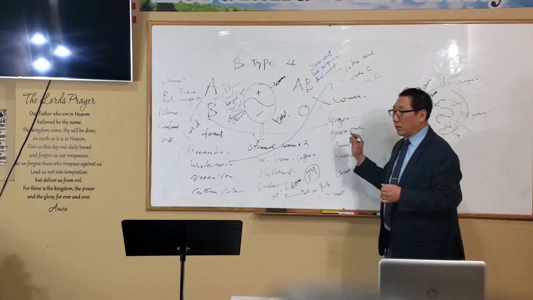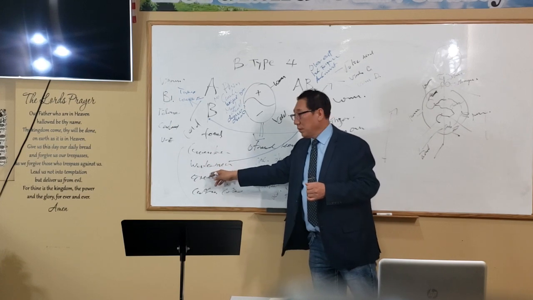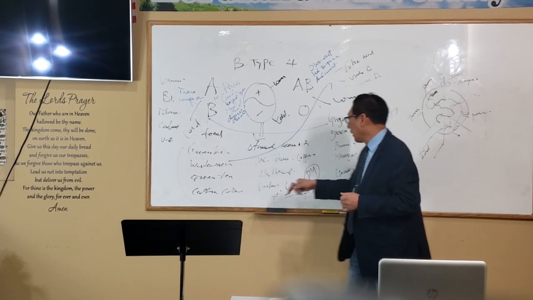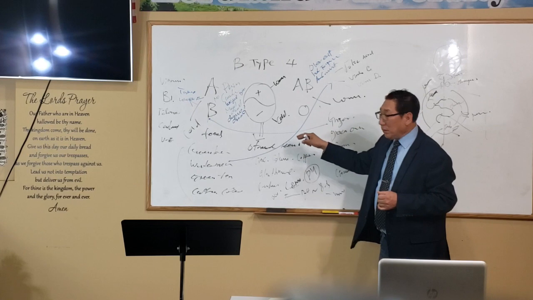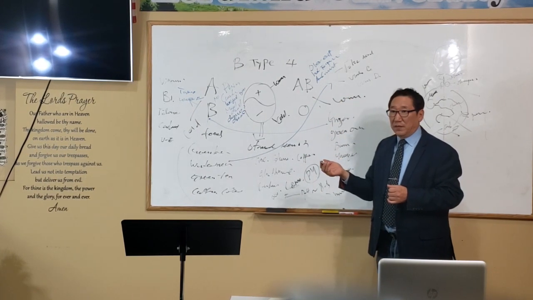So maybe AB, O people who want optimal health, they take cucumber, the watermelon, green tea here. And then also the lemon. AB people need more lemon water. Okay, lemon water is good. Okay.